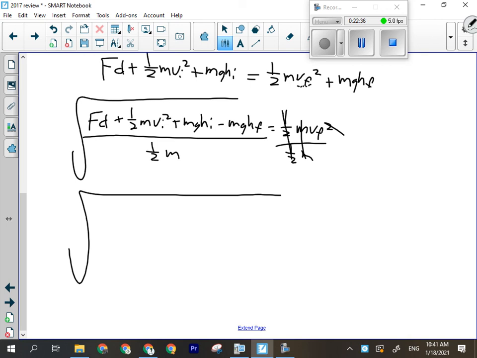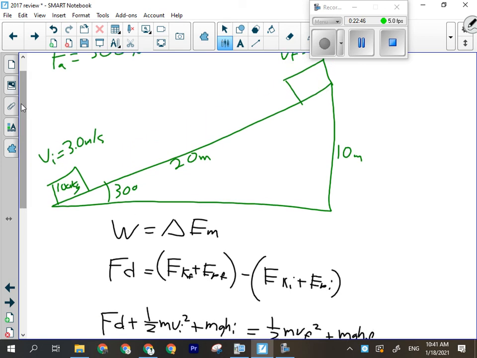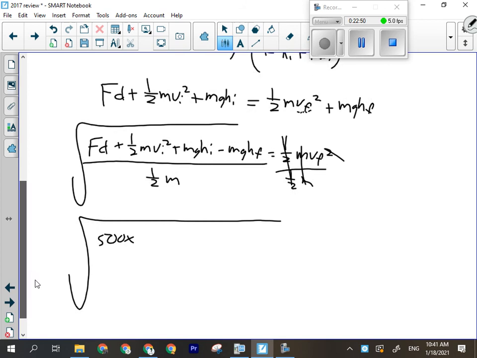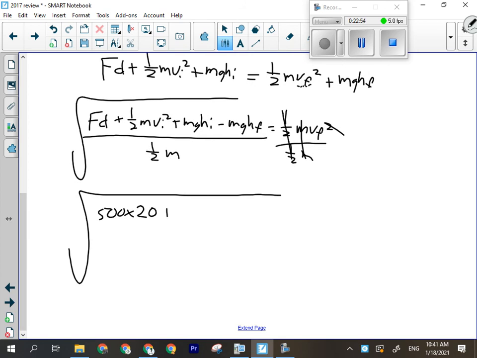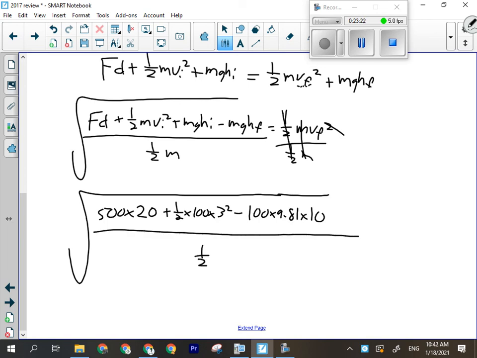So I'm going to have the force, which was 500 newtons, times which distance, 10 or 20 meters? Which distance does the force act over? 20. Plus 1/2 times 100 times, was it 3 squared, plus 100 times 9.81 times 0. Don't even need to have that in there, because my initial potential is 0. Minus 100 times 9.81 times my final height, which was 10, divided by 1/2 times 100. That should give me VF.